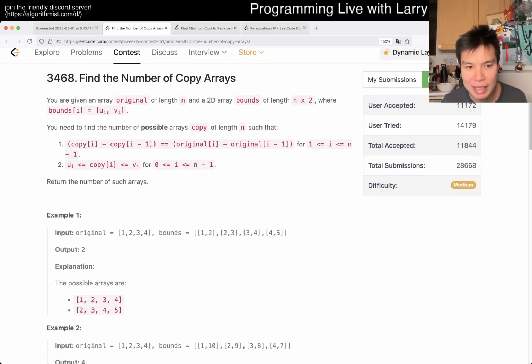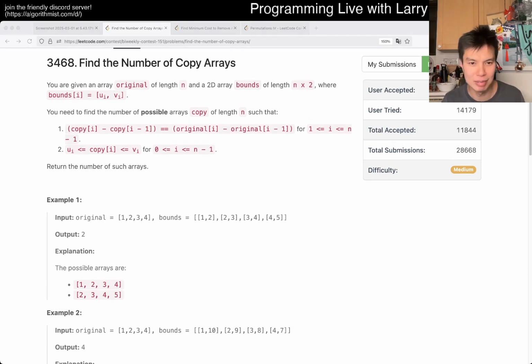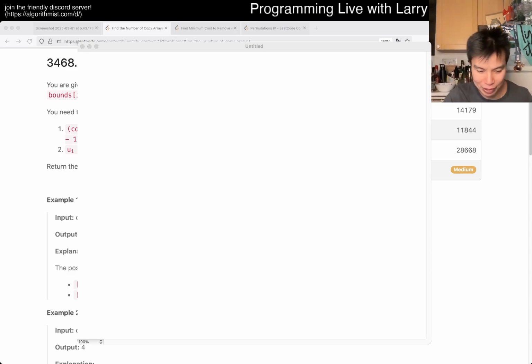So this one, I think there are all these explanations and all these words, but I think the best way to think about problems like this is visualization. And that's why I'm bringing up my drawing board.